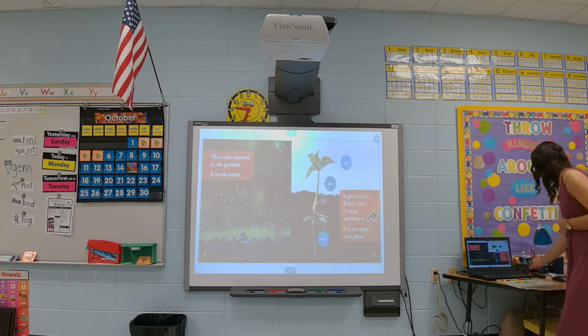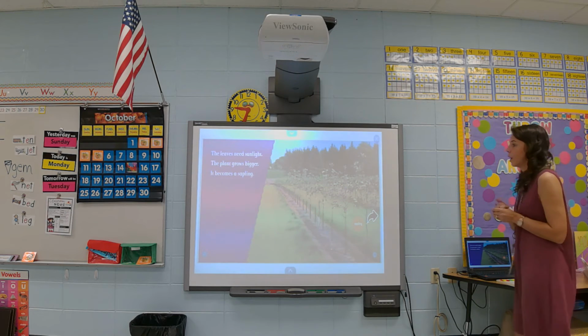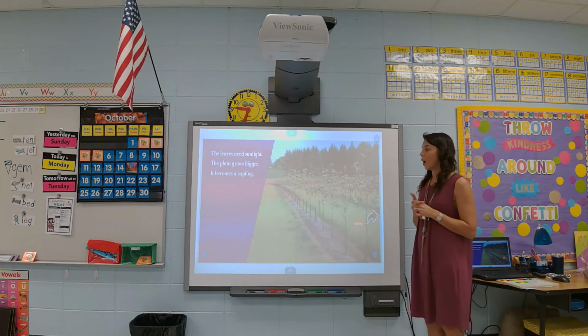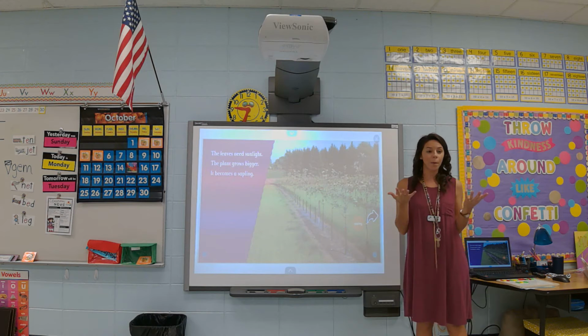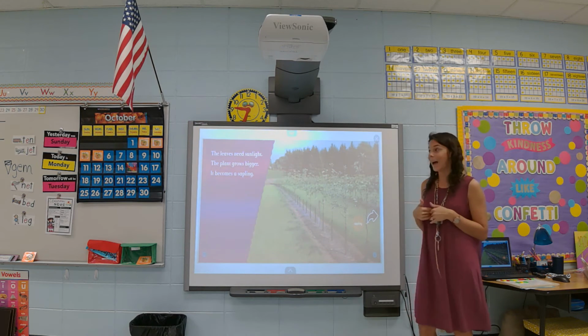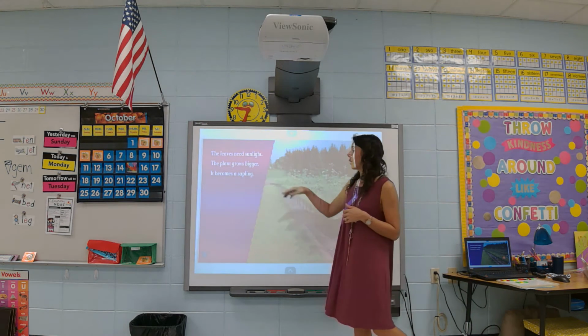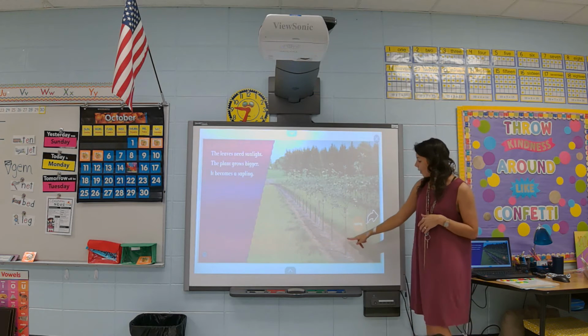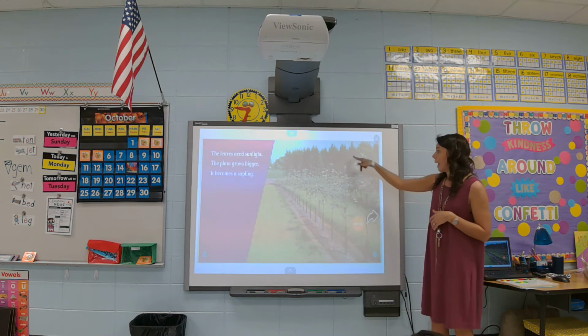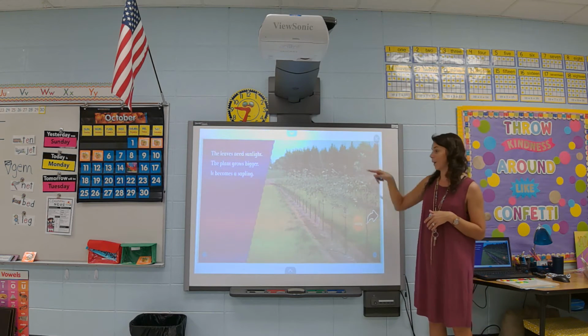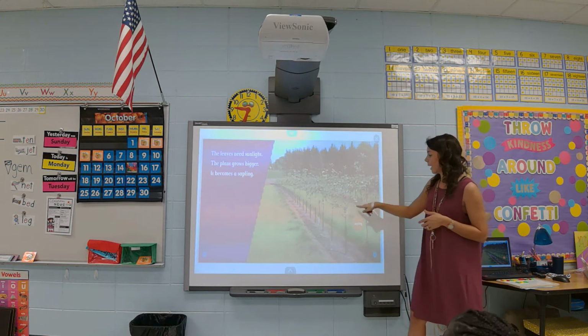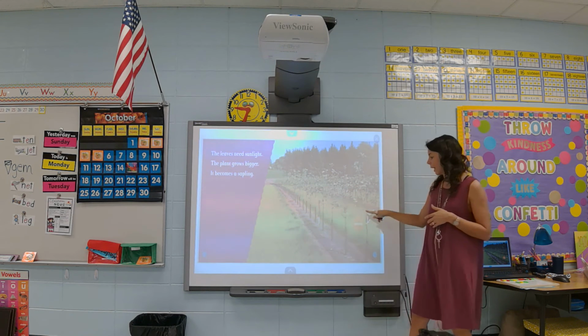You need apple seeds. Apple tree seeds. All right. The leaves also need not just water, but sunshine, sunlight. Good. The plant grows bigger. Look how big this is now. And bigger. All right, so this right here, it's not all the way a tree yet.